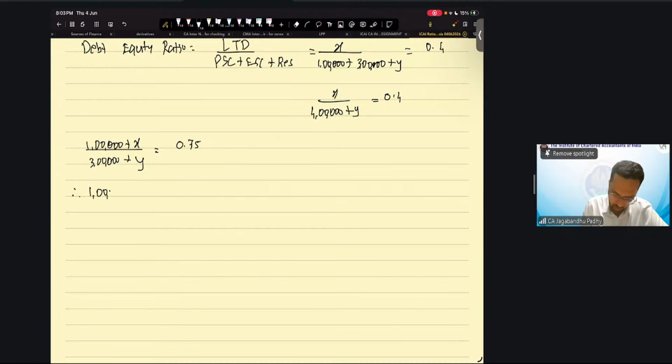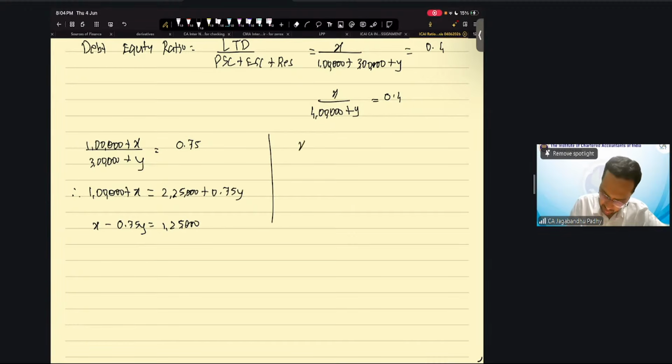Then we have 1 lakh plus X is 0.75 into 3 lakh. So 0.75 into 3 lakh is 2,25,000 plus 0.75Y. Okay, let's keep all variables on one side. So X minus 0.75Y is 1,25,000.